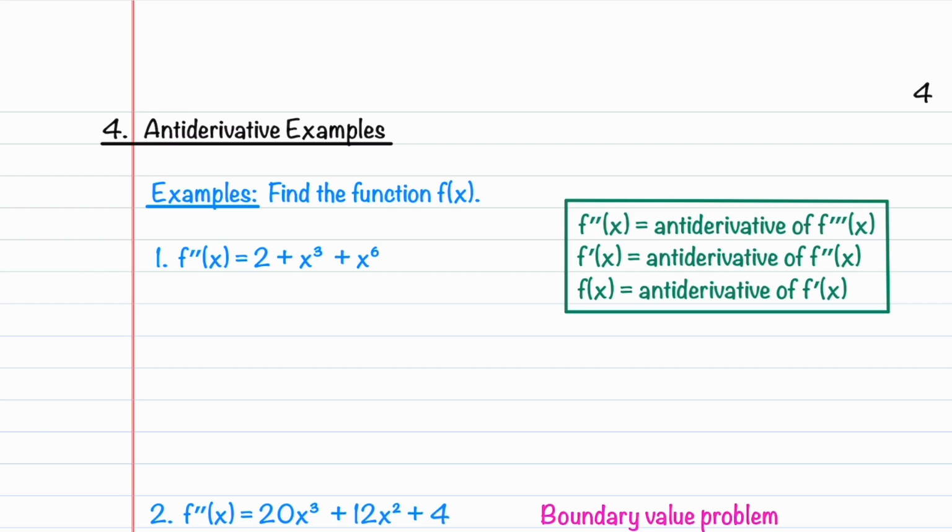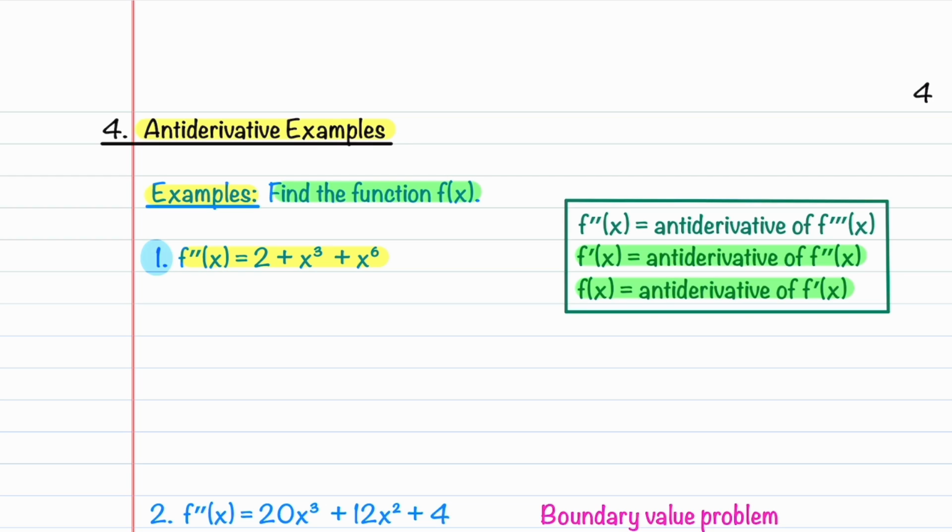We're now going to walk through 3 antiderivative examples where we're given a second or a third derivative and we want to find the original function. In all 3 of these examples, we're going to find the function little f of x. In our first example, we're given that the second derivative of little f of x is equal to 2 plus x cubed plus x to the 6th. We are first going to need to find f prime of x because f prime of x is the antiderivative of f double prime of x. And then we can find f of x because that's the antiderivative of f prime of x.